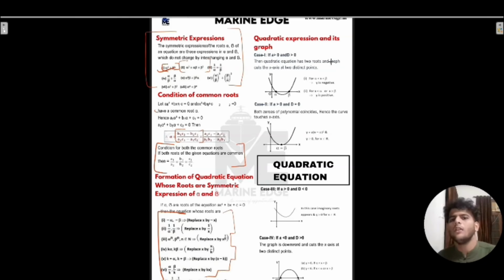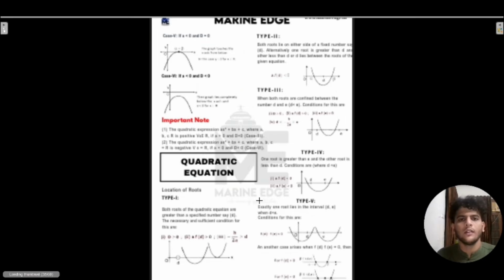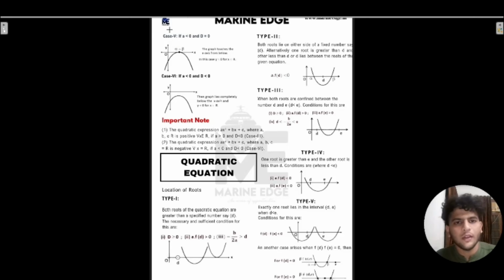Yes, so now the quadratic expression and its graph, that is, if a is greater than 0 and d is greater than 0. Yes, so this graph is important. You can check this out. The second graph, that is when a is greater than 0 and d is equal to 0. Case 3, if a is greater than 0 and d is lesser than 0. And case 4, if a is lesser than 0 and d is greater than 0. Case 5, if a is lesser than 0 and d is equal to 0. Case 6, if a is lesser than 0 and d is lesser than 0. So these are the important cases that you actually have.